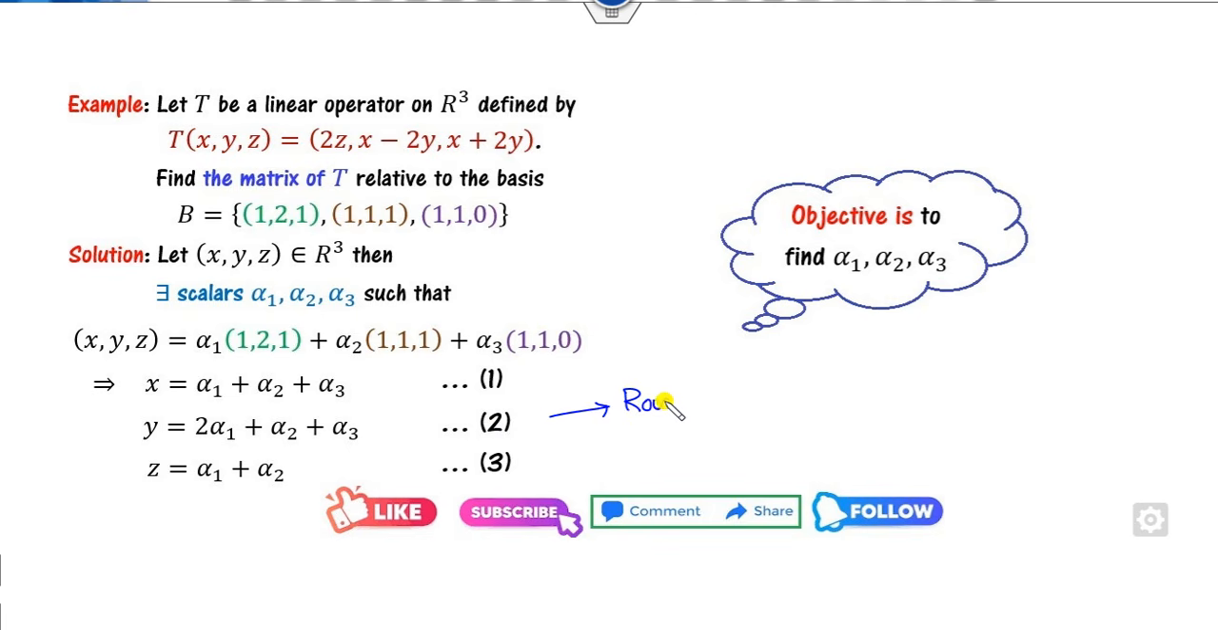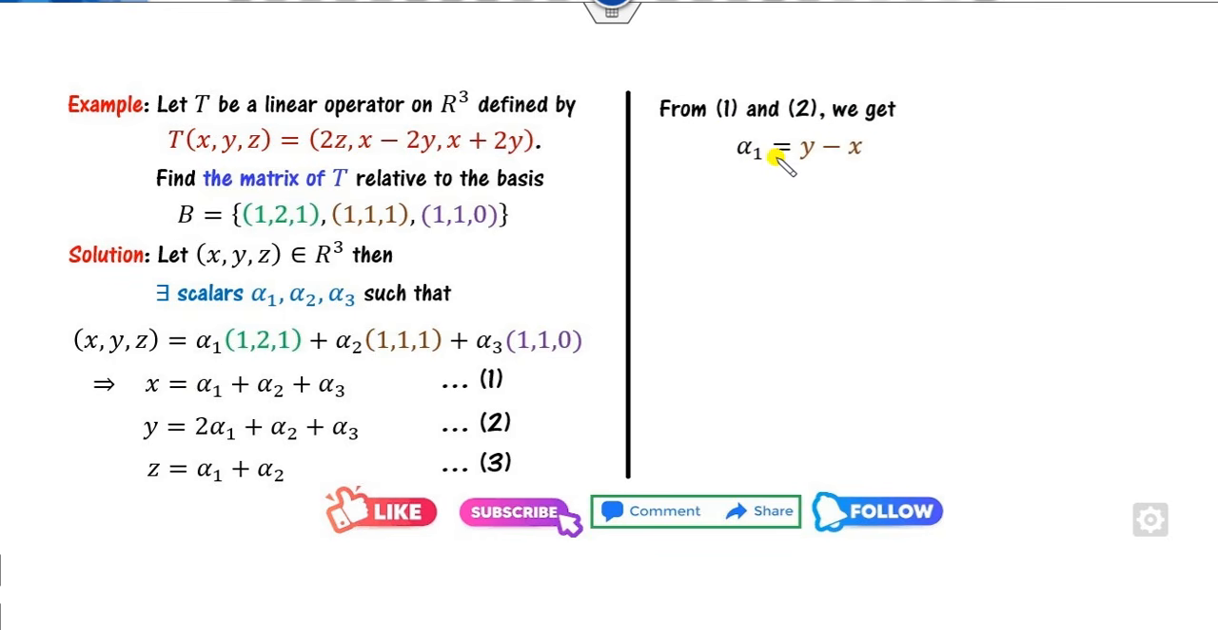Either you can use the row reduced echelon form, or try to convert this into a system of two equations, that means two variables. If I subtract 1 minus 2, what will we get? That means x minus y is minus alpha 1, so you easily get the value of alpha 1. Alpha 1 will be y minus x. Now your target is to find alpha 2 and alpha 3. If I subtract the second and third, or from the first and third, alpha 1 plus alpha 2 is my z. So alpha 3 will be x minus z.